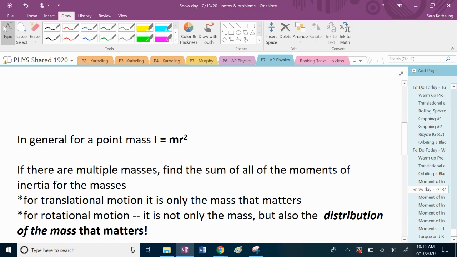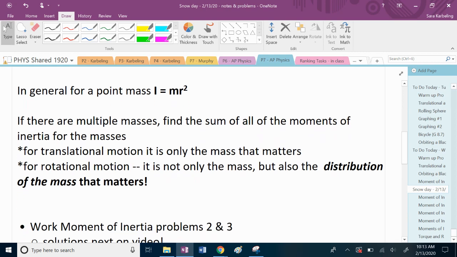I'll reiterate for you that for translational motion, it's only the mass that matters. If you've got a little boulder versus a big boulder given the same force, the acceleration just depends on the mass of the boulder. For rotation, it's not just the mass, but also the distribution of the mass that matters. Write that down and start to internalize that, because that's the key difference between translational and rotational motion when it comes to Newton's second law.